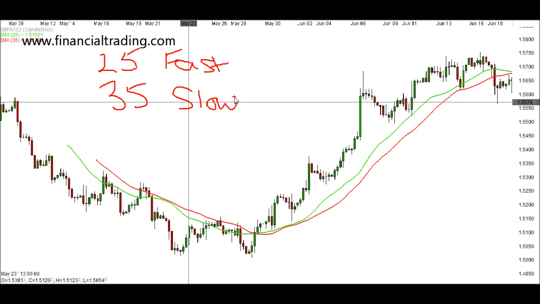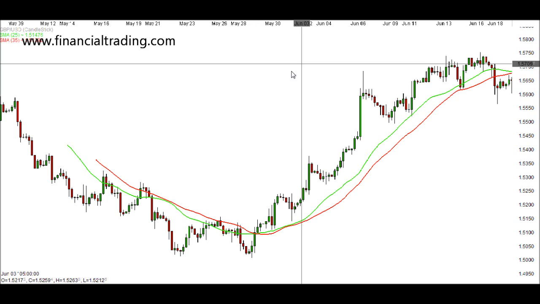When our fast moving average, which is green, is above our slow moving average, we can take this as a signal that price is going to appreciate. When our slow moving average is above the faster moving average, we could take this as a signal that price will depreciate. And the way the moving average crossover system works is when these moving averages cross over, it can act as a signal that price is going to change direction.